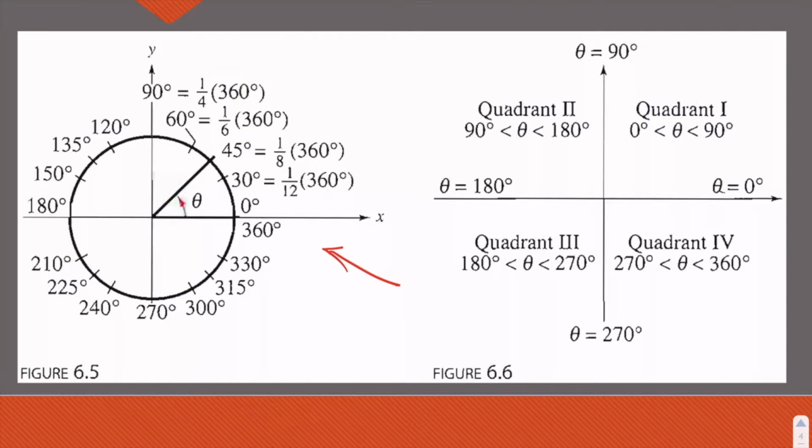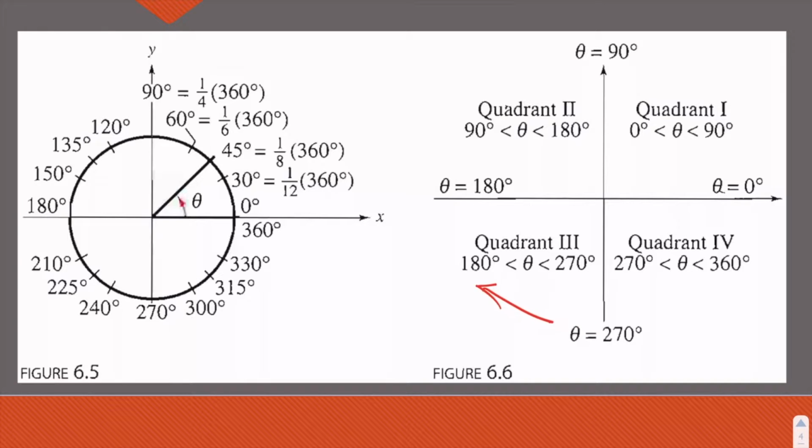As we mention quadrant 1, notice we're talking about Roman numeral 1, 2, 3, and 4 as quadrant 1, quadrant 2, quadrant 3, and quadrant 4. Notice in quadrant 1, we're talking about 0 to 90 degrees. And then as we go from 90 degrees to 180 degrees, we're referring to angles that are in quadrant 2.